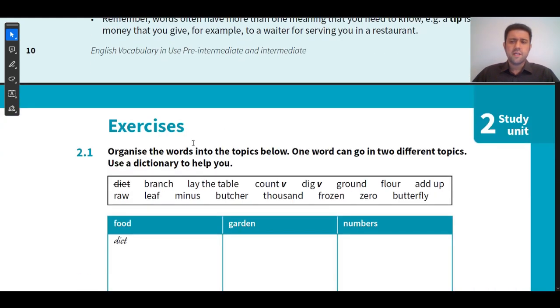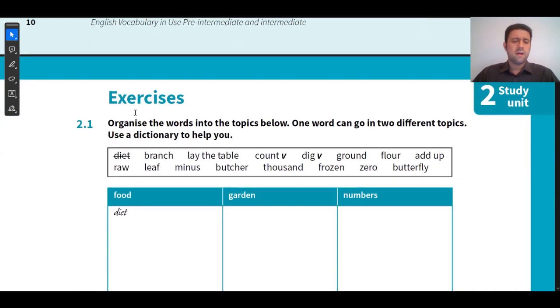So here it's time to do the exercises. As usual, please pause the video, think about the answer of these exercises, then do the exercise, and after that, again, continue to watch the video.